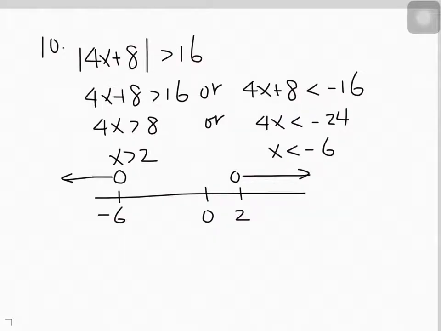Number 10, the absolute value of 4x plus 8 greater than 16. So again, you have to consider both cases, 4x plus 8 greater than 16 or 4x plus 8 less than negative 16. For the positive, 4x greater than 8, x greater than 2. For the negative one, subtract 8 from both sides, I have 4x less than negative 24. Divide both sides by 4, I have x less than negative 6.